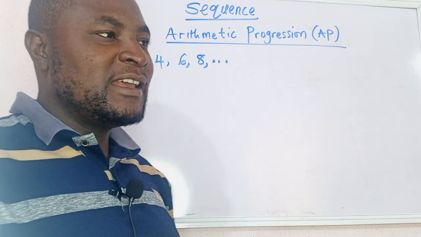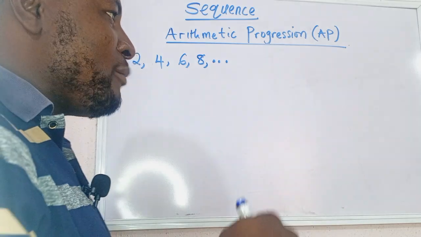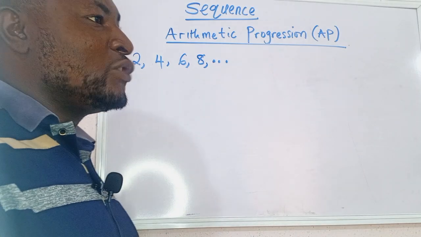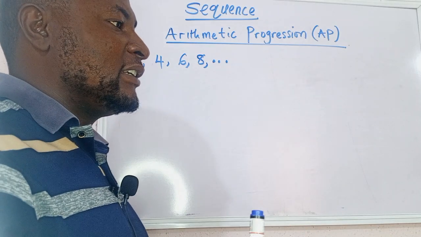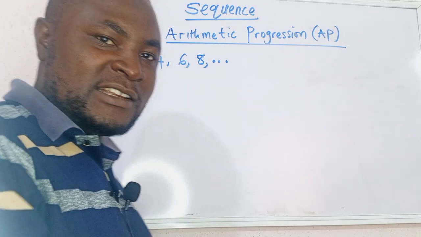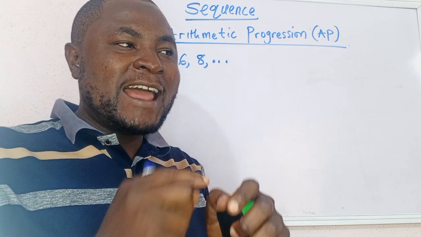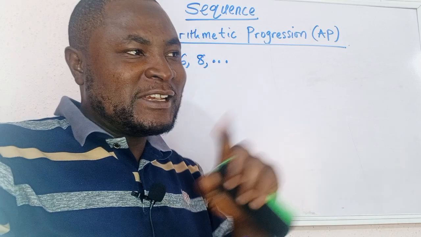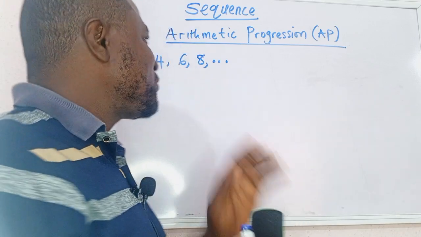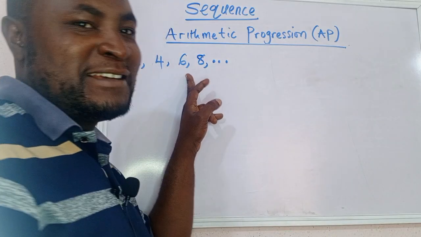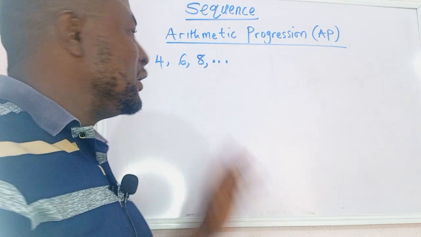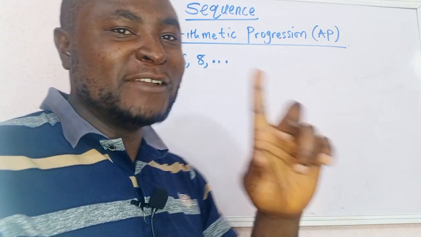What is an AP? An AP is when numbers are arranged using a particular rule, such that the numbers are either increasing or decreasing by the same number. They are either increasing or decreasing by the same number. You see, these ones are increasing by 2. The numbers here are increasing by 2.